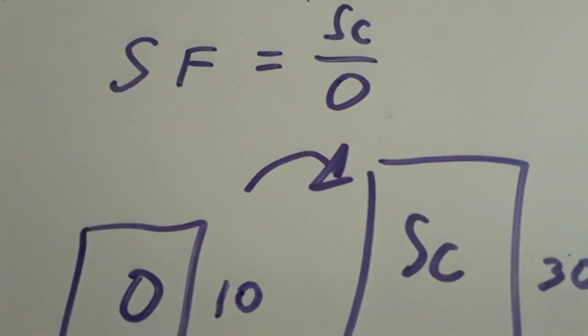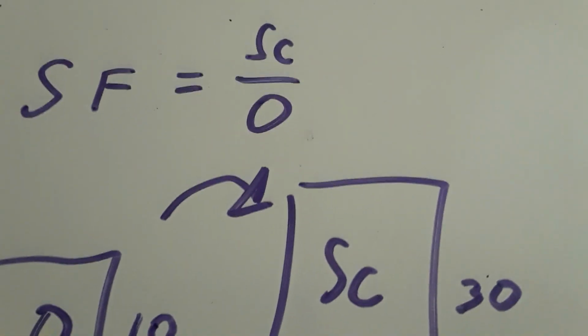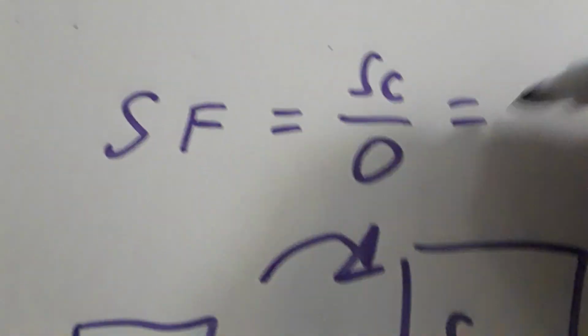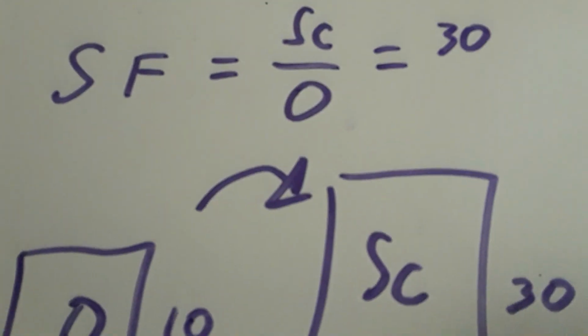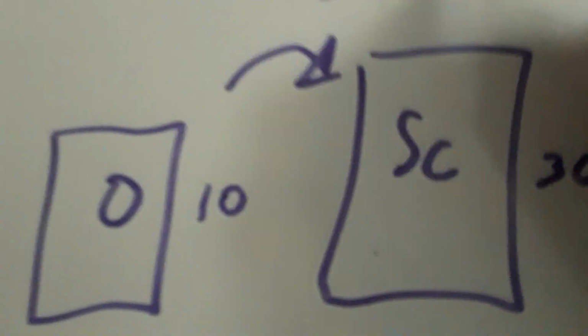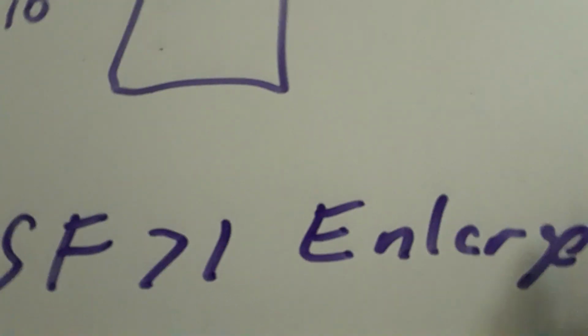So if you go back to the formula, you can see that you take a part of the scale diagram. In this case, I'm going to put 30, and you divide it by the corresponding part from the original, which in this case is 10. And you end up with a scale factor of 3. So if your scale factor is greater than 1, you have an enlargement, which makes sense.